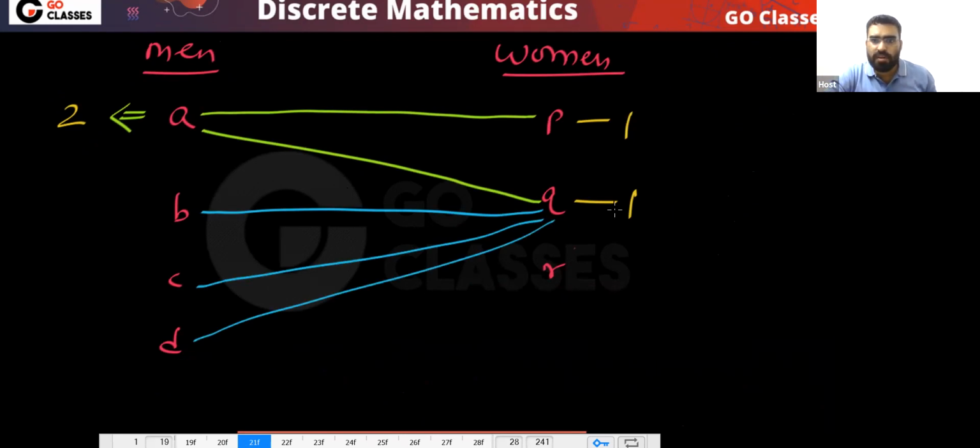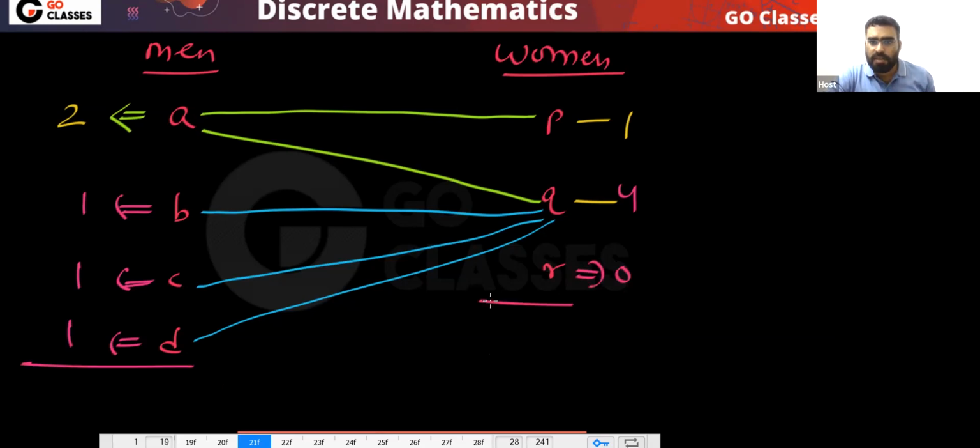Now in this scenario, tell me how many partners Q has. In this scenario, there are 4 partners for Q, 1 partner for B, 1 partner for C, 1 partner for D, and 0 partners for R. So tell me, how many partners do the men have in total? You can notice that it is 5, and the total number of partners women have will also be 5.